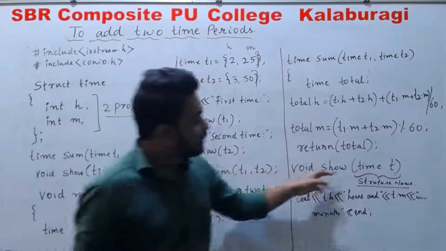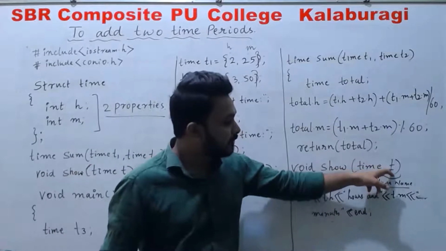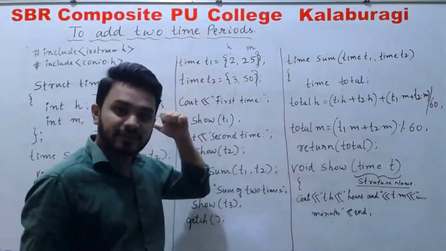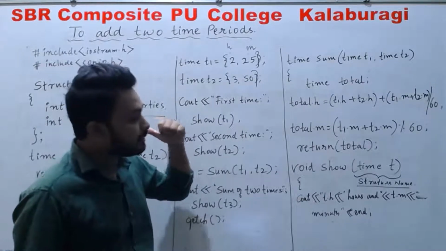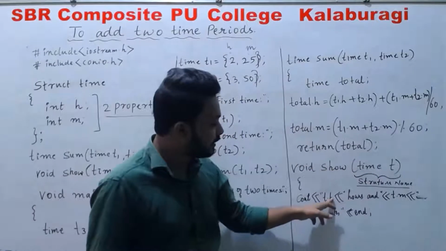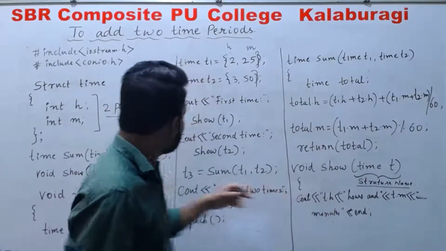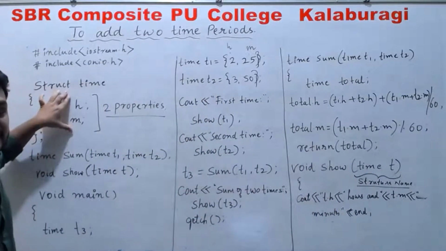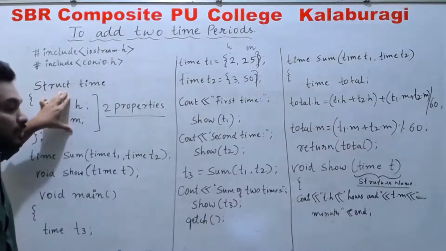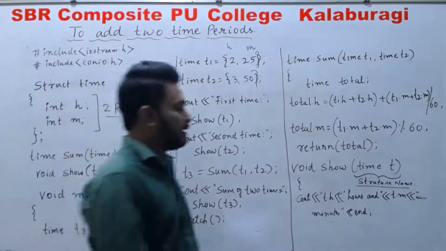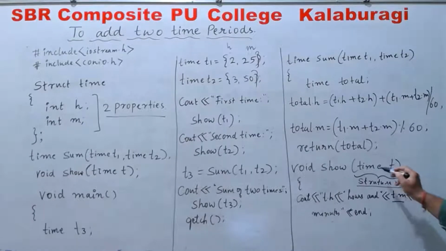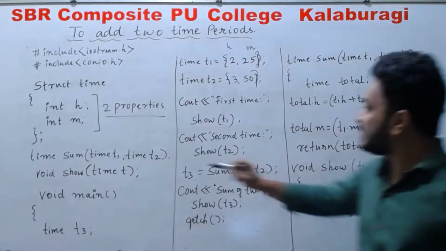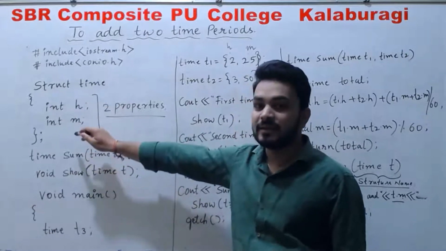Correct? So time t I am passing from t, I can pass whatever variable or properties I am creating in the structure, correct? So T dot H. What is H here? H is a member name. H is a property name we are including inside a structure, right? And T dot M. What is T dot M? T is a reference of a structure. M is a property included in the structure.